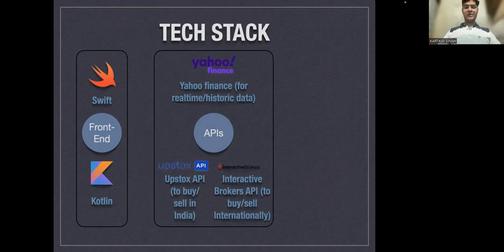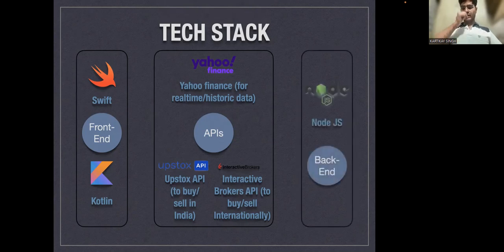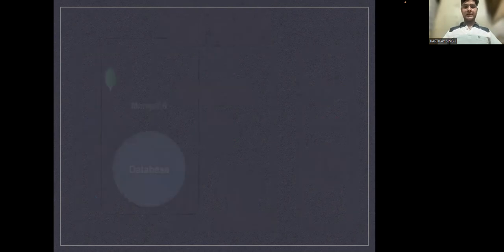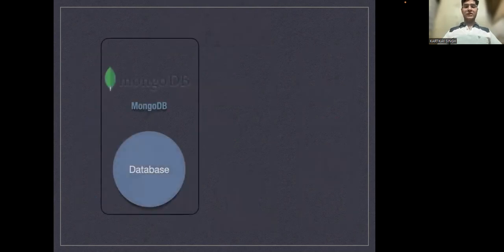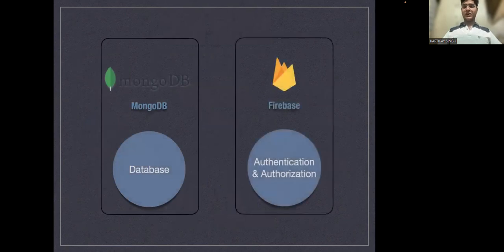The Upstox API is, I think, free for a particular range of requests, and the same goes for Interactive Brokers. Then we'll have to pay more if we want more requests to be fulfilled. For the backend, we are using Node.js, and for the databases, we are going to use MongoDB. For the authentication and authorization of the user, we are going to use Firebase.